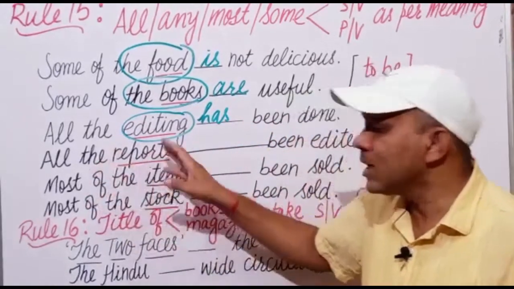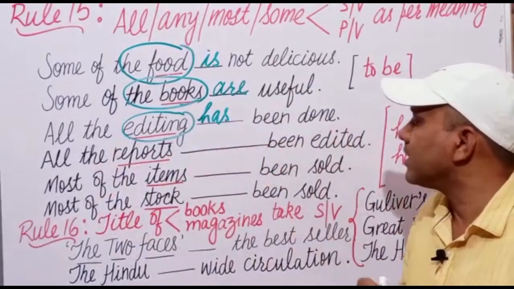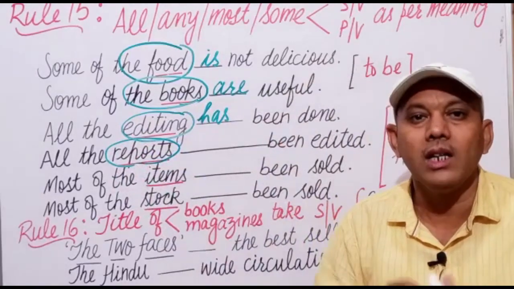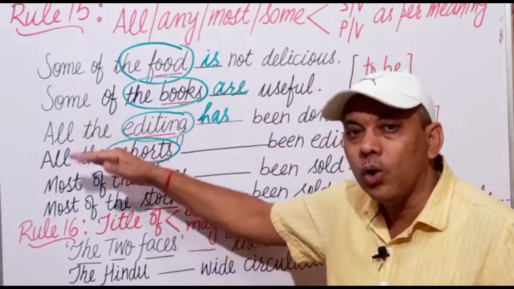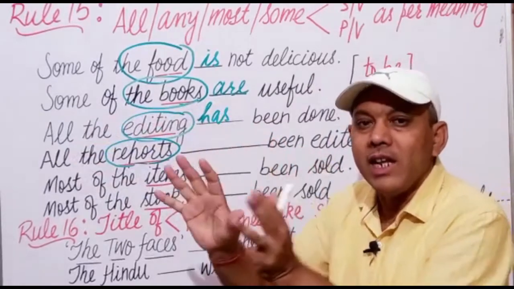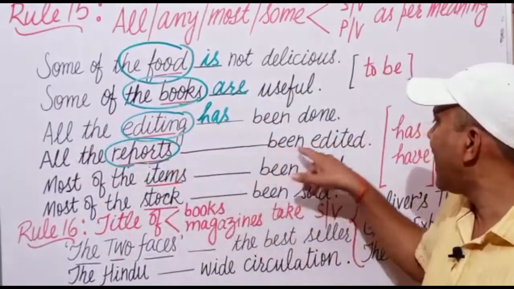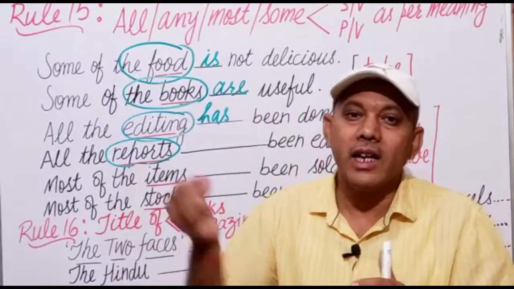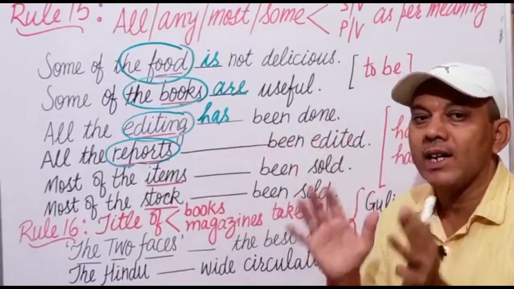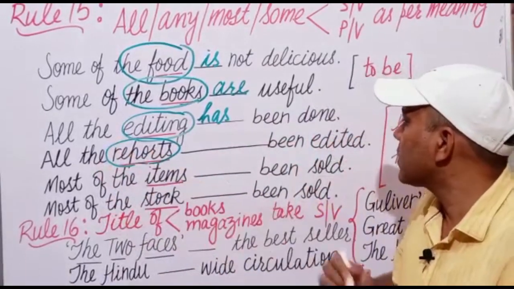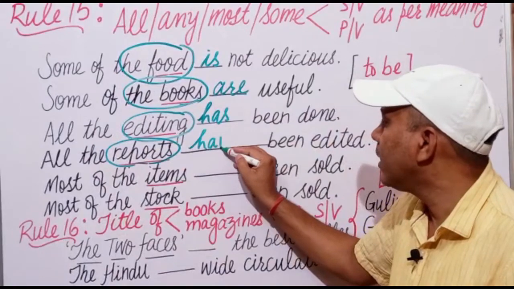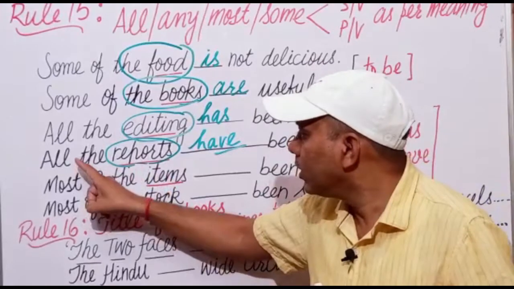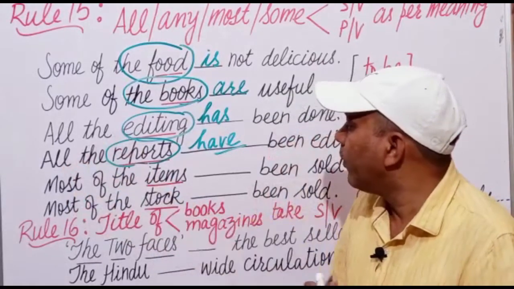Next is all the reports dash been edited. Here, this word reports is a plural noun, a plural subject. How many reports? All the reports. There were many reports and all the reports dash been edited. Editing का काम किसी को दिया था and he comes back with the edited reports and says, sir, all the reports have been edited. Here we shall use the plural verb have because the phrase all the is followed by a plural noun reports.